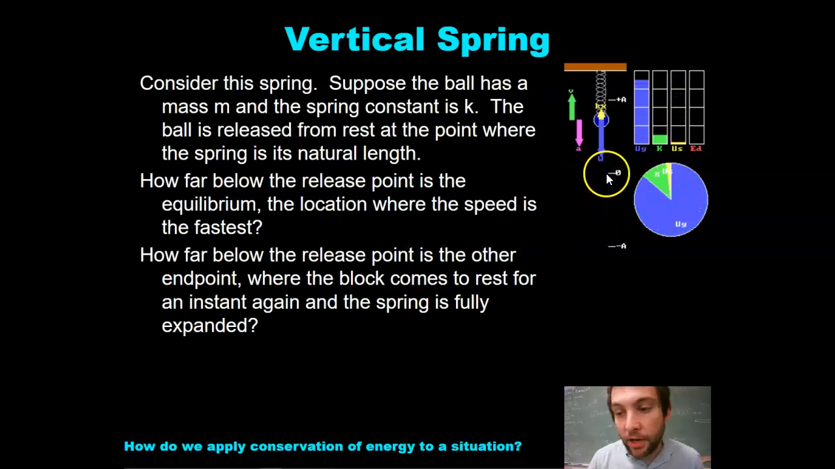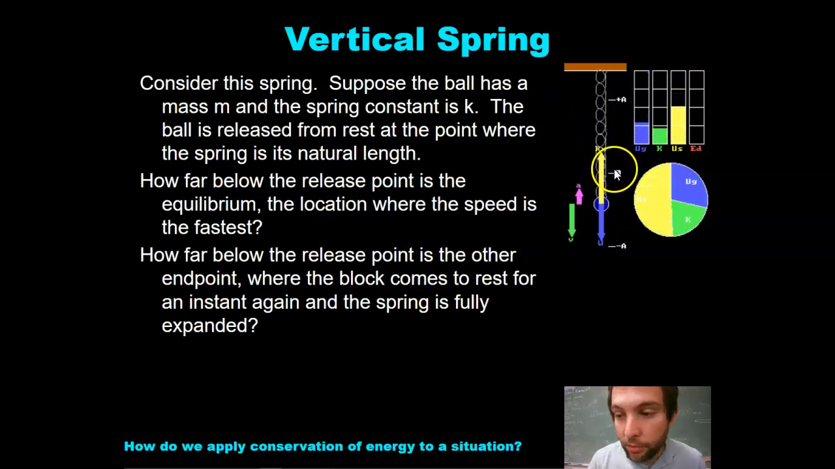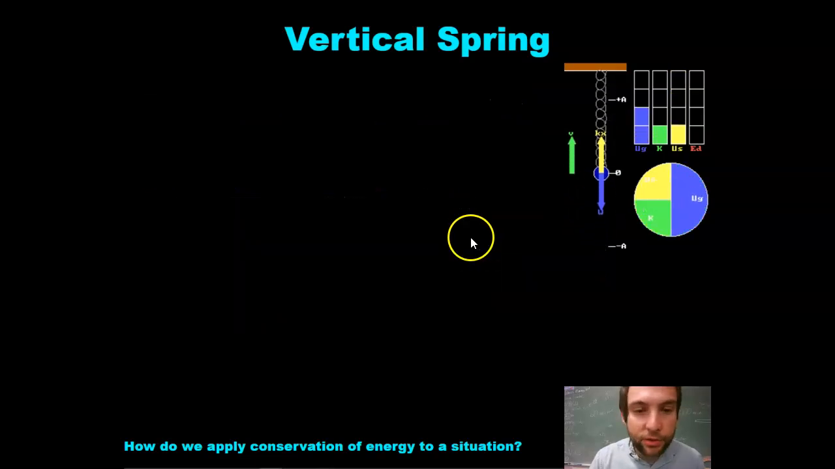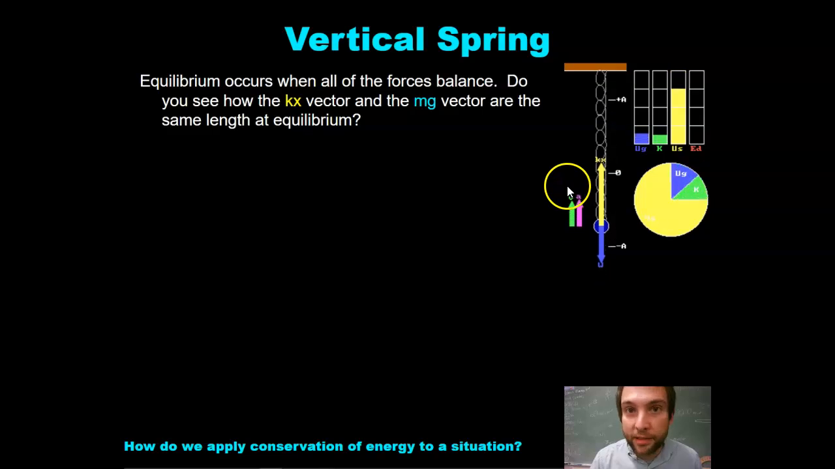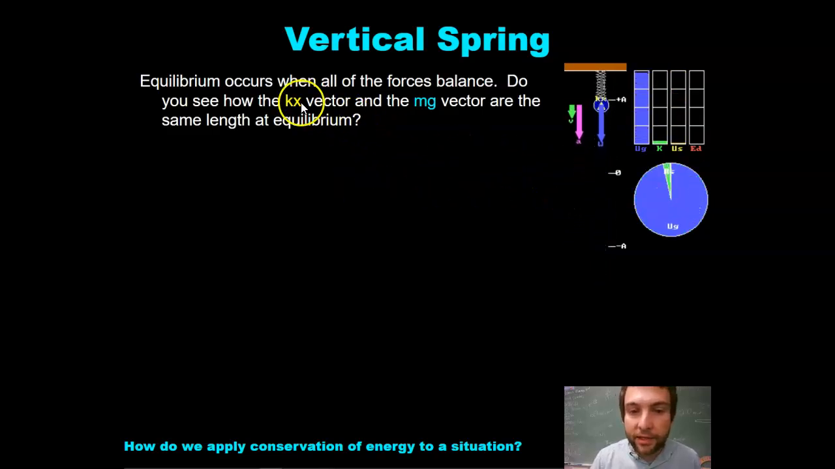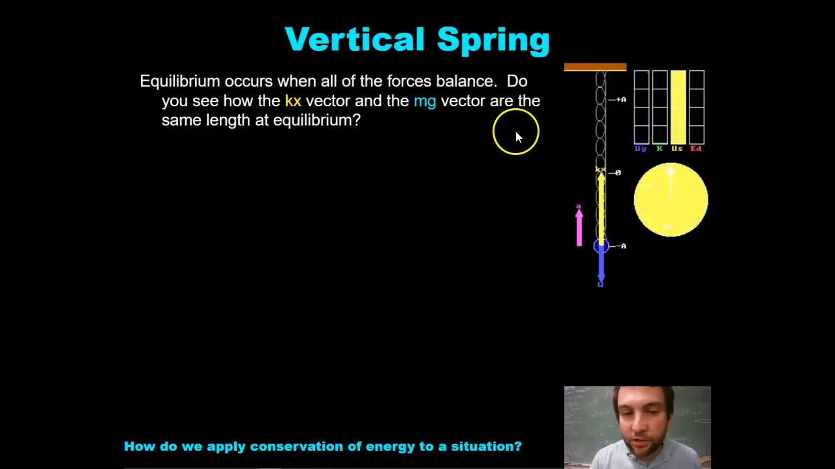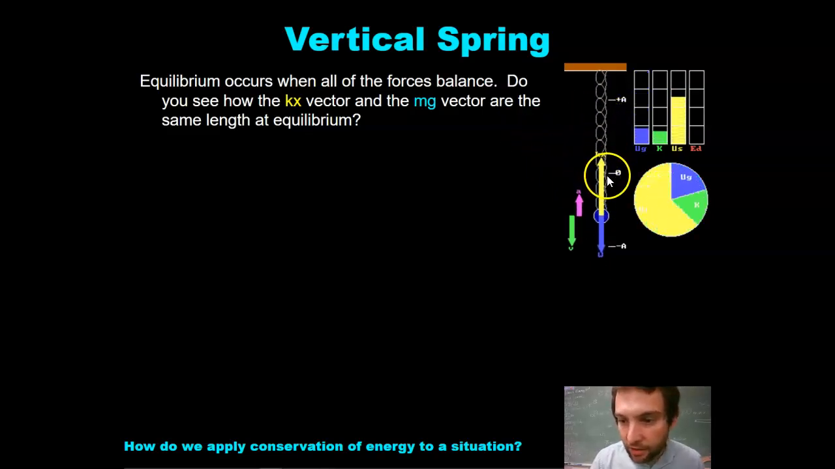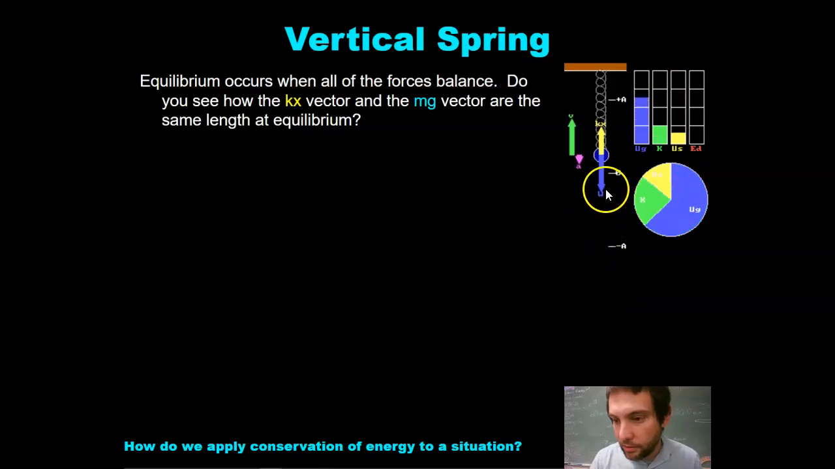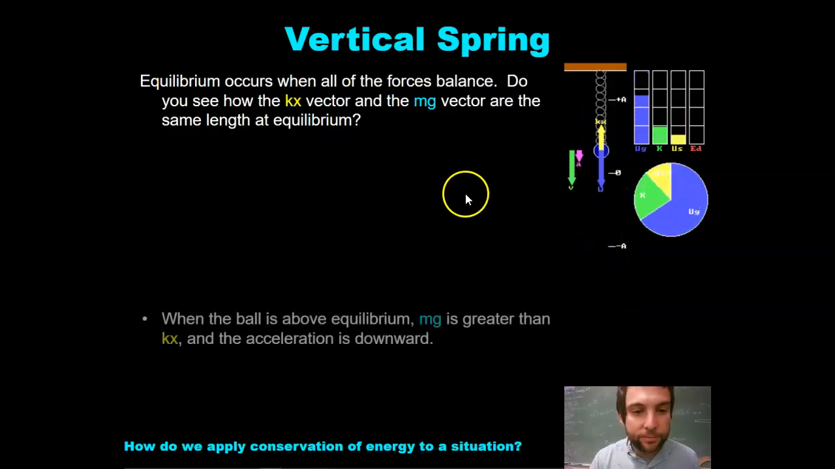So we can figure out where our equilibrium is. We can figure out where our amplitude is. Equilibrium occurs when all of the forces balance. Do you see how k times x vector and the mg vector are the same at equilibrium? The kx is the yellow, and the weight, equal at the zero.